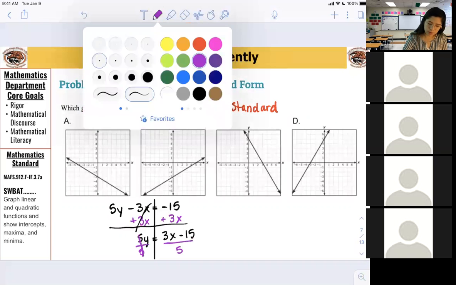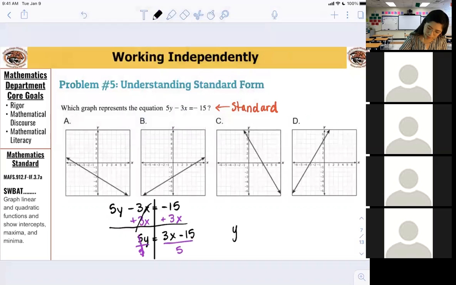And let's use that. What do we get when we divide? 3/5. You said minus 3? Yes. 3/5 x minus 3. So now what do I know about this graph? The slope and the y-intercept. Yeah, the slope is 3 over 5. The y-intercept is negative 3.